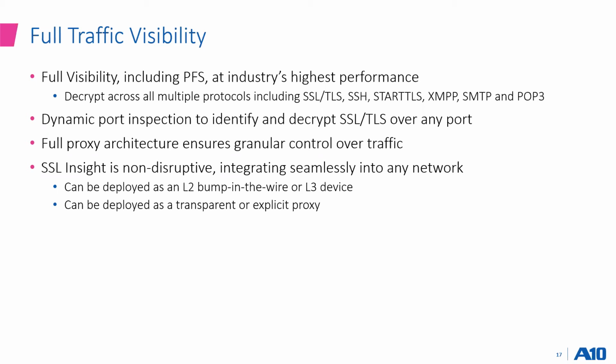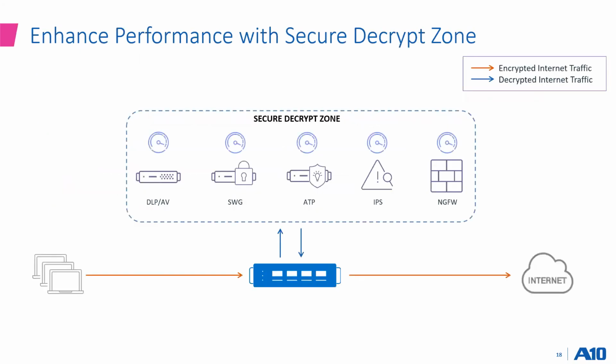And then finally, we can be deployed in different kinds of ways. We can be deployed in a bump-in-the-wire deployment, or as a layer 3 device. We can also be deployed as a transparent proxy as well as an explicit proxy. And we can work with all kinds of devices as well. Whether you want to have an explicit or transparent proxy within the network, you can connect those as well.